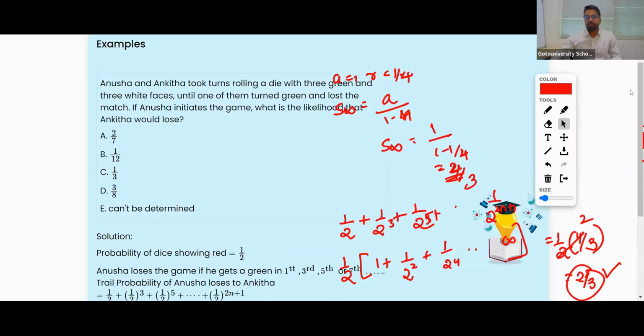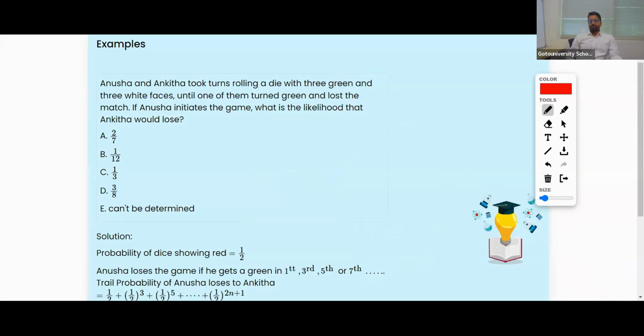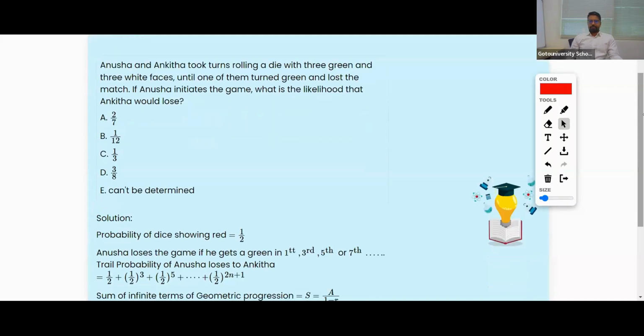Ankita should lose. If Anusha can lose the game with a chance of 2 by 3, Ankita will lose with 1 minus 2 by 3, because there are only two people playing the game. That is 1 by 3. Is it that difficult to understand? If it is difficult, you have to practice more and more such questions. With this example, I'm going to wind up this class.